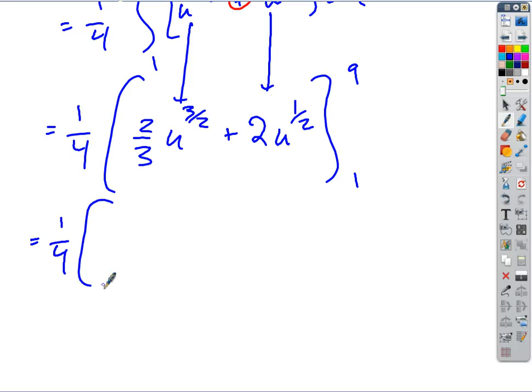Okay, well, what's 9 to the 3/2? 3/2 just means 9 to the 1/2 cubed. What's 9 to the 1/2? 3. Square root of 9, right? 3 cubed is 27. So 2/3 times 27 plus 2u to the 1/2. That's just 2 times 3.